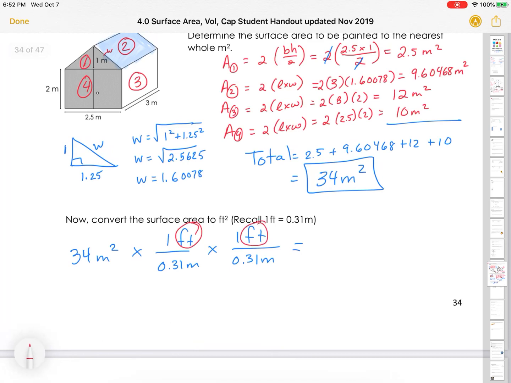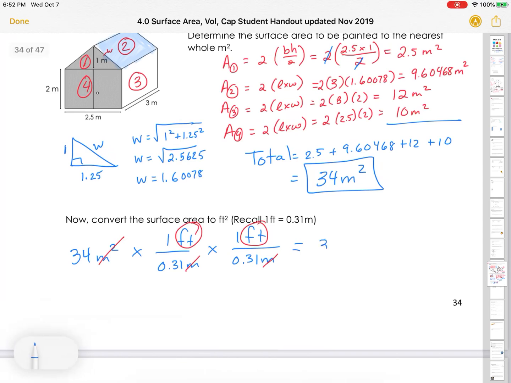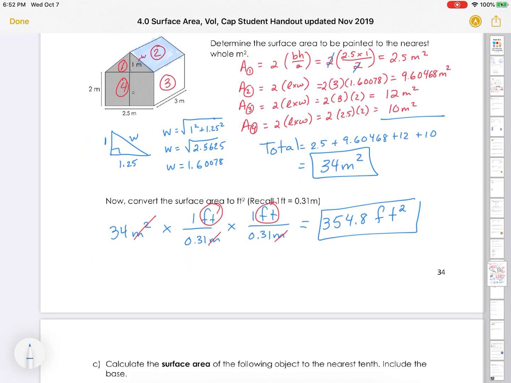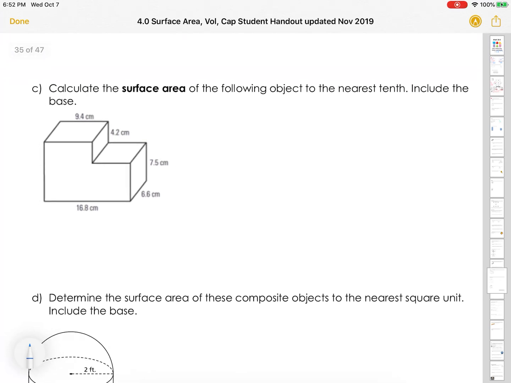And the reason I did that is because I need feet squared, and I need 2 meters to cancel out with those 2 meters. So when I multiply this through, I get 354.8 feet squared. Okay, that was some interesting conversion. We're going to do a whole bunch of practice with conversions next week. So that's great work for us. Now, sometimes they're more complicated and they make us really cranky, but we can do it, okay?